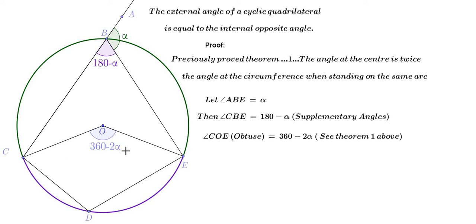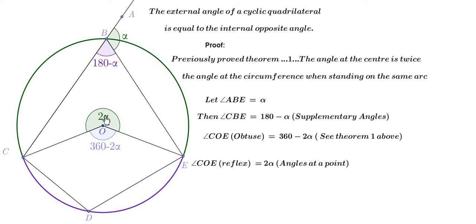So 360 minus 2 alpha. What's this angle here going to be? It's going to be equal to 2 alpha, because the 2 alpha plus the minus 2 alpha will cancel each other out, and I'll just get 360 degrees all the way around there. So putting that in, there's my 2 alpha, and I've got to put a reason in for that. COE is equal to 2 alpha, angles at a point.